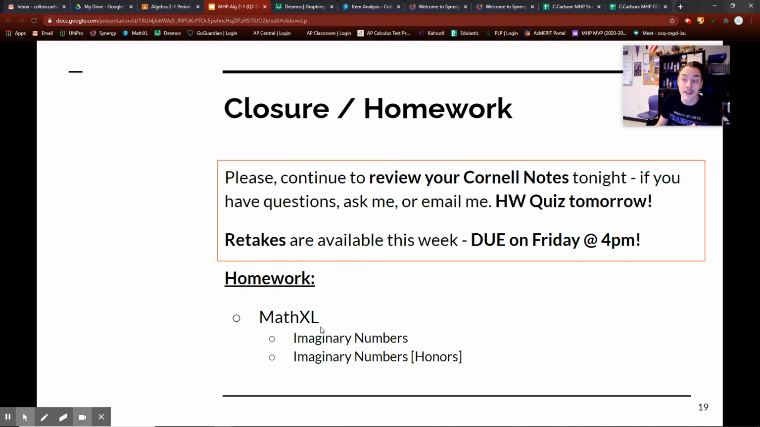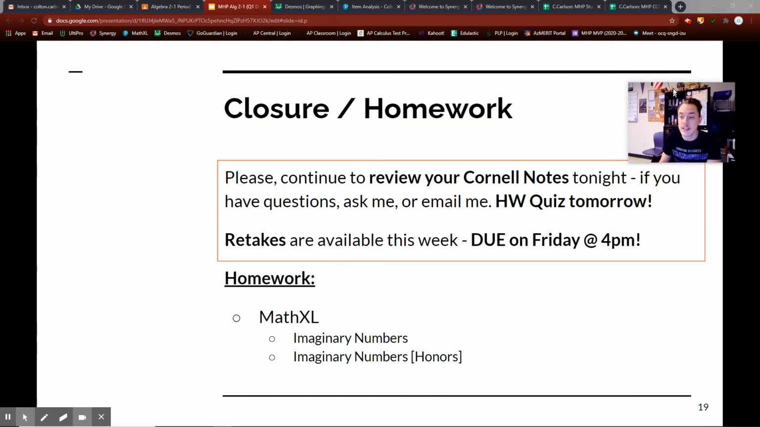What are you going to do? You're going to continue on the imaginary numbers homework on Math Excel, and then you're going to go through the homework quiz. So hopefully you'll get to the homework quiz by tomorrow. If you finish the homework even today, you might as well just do the homework quiz because it's that simple. I tried to give you at least decently simple ones on there. But the retakes for the Unit 1 test, that's most important. That's going to be due this Friday.